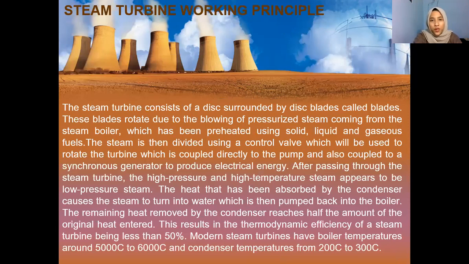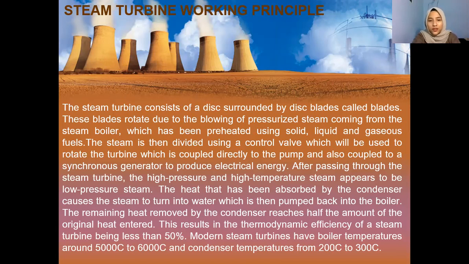And next, steam turbine working principle. The steam turbine consists of a disc surrounded by disc plates called blades. These blades rotate due to the blowing of pressurized steam coming from the steam boiler. This steam has been preheated using solid, liquid, and gas fuels. The steam is divided using a control valve and is used to rotate the turbine, which is coupled directly to the pump and also coupled to a synchronous generator to produce electrical energy.